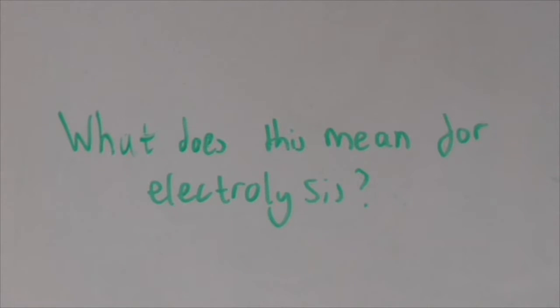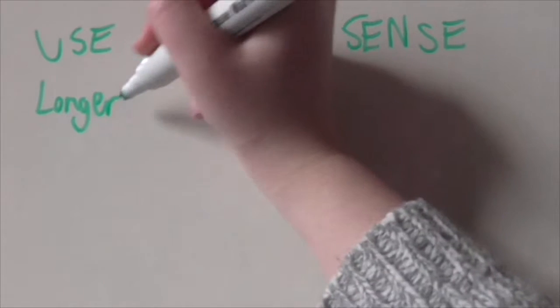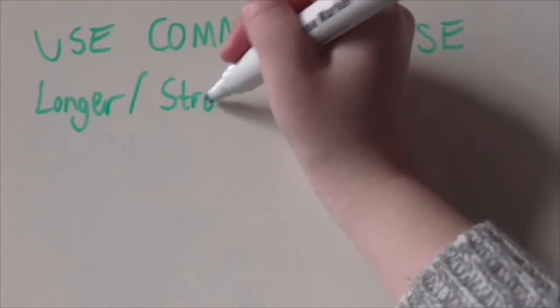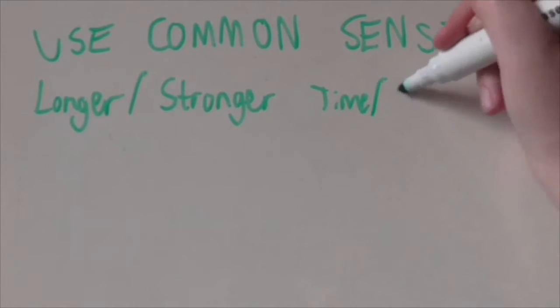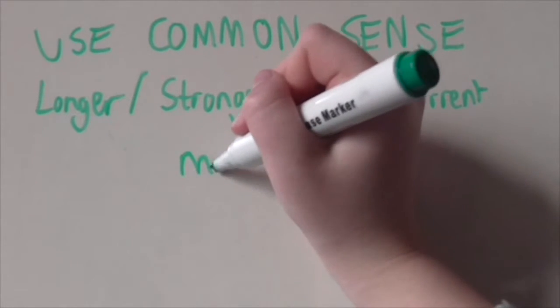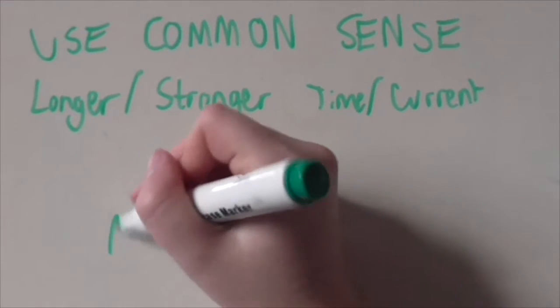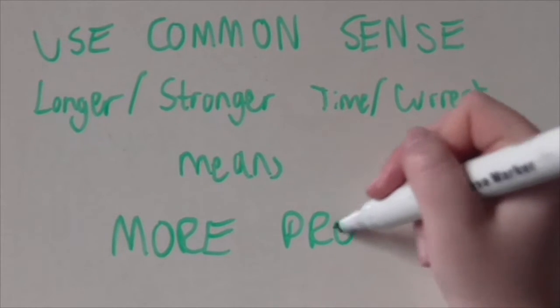What does this mean for electrolysis? You basically just have to use your common sense. It's a multiplication equation, so if you ran the reaction for longer, or used a stronger current, then that would mean that you'd be supplying more electricity, so therefore you'd be producing more product at the end of the reaction. And to emphasise this, I've written this in block capitals.